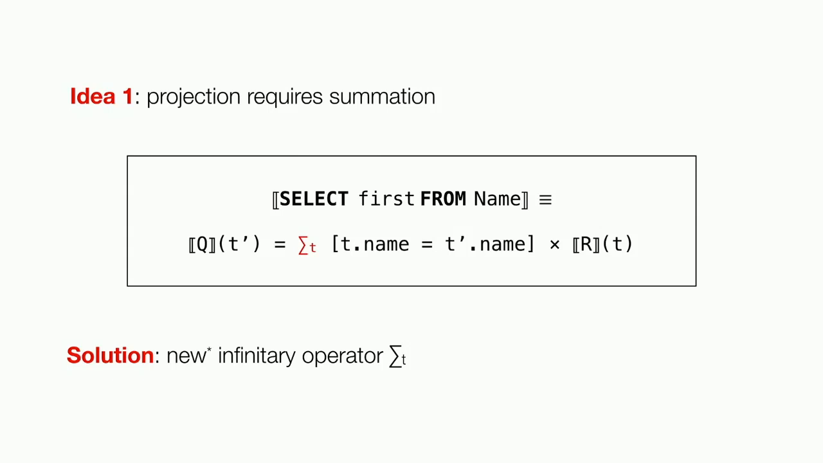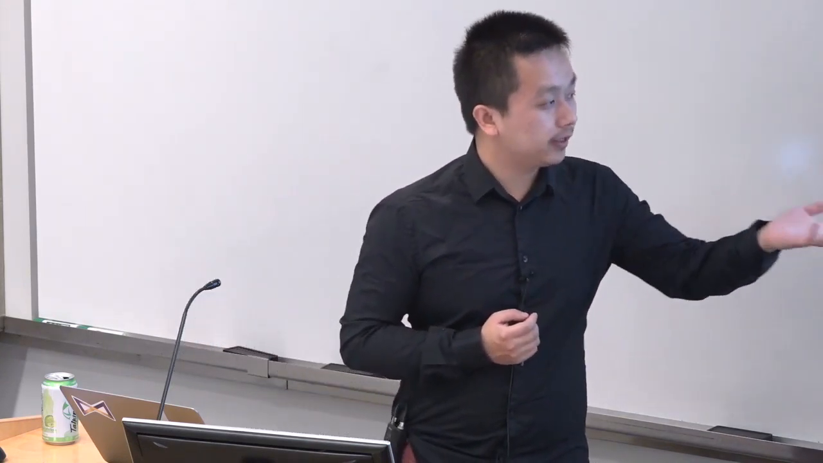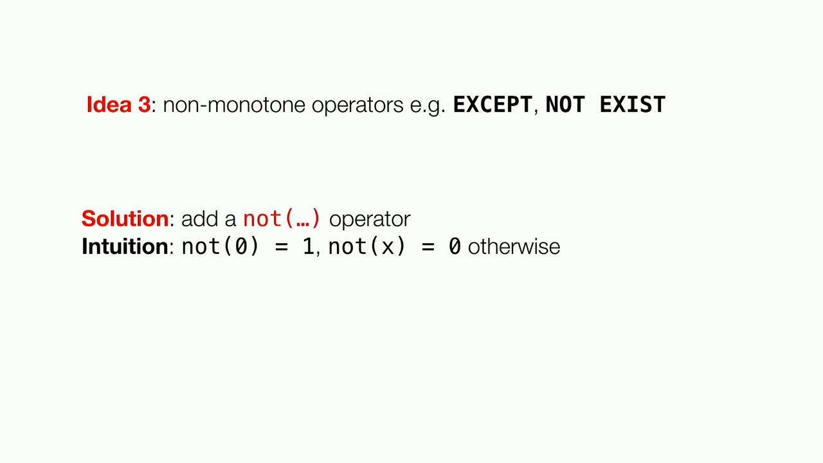So like I showed before, our first observation is that a projection actually requires a summation, right? So the solution here is that we need an infinitary summation operator defined abstractly. And the second idea is that we need to extend the semi-ring with a duplicate elimination operator, or distinct operator. The solution here is that we add this native construct of a squash operator. It is defined as: squash of 0 is 0, and squash of anything else is 1, right? And also, for non-monotone operators, for example, except or not exists, we need a not operator. Here we define not 0 is 1, and not anything else is 0.